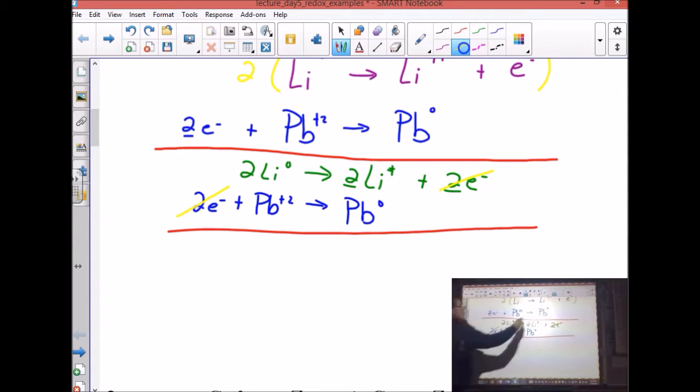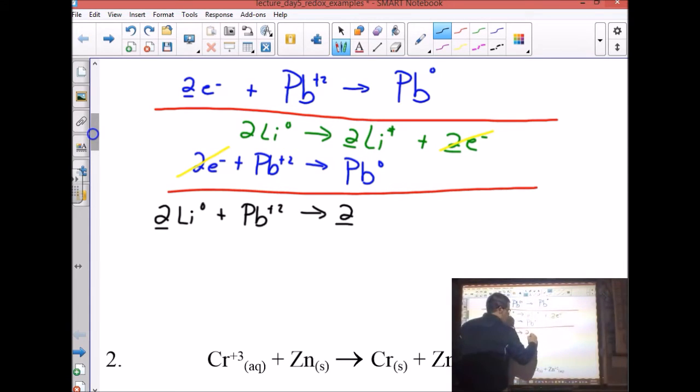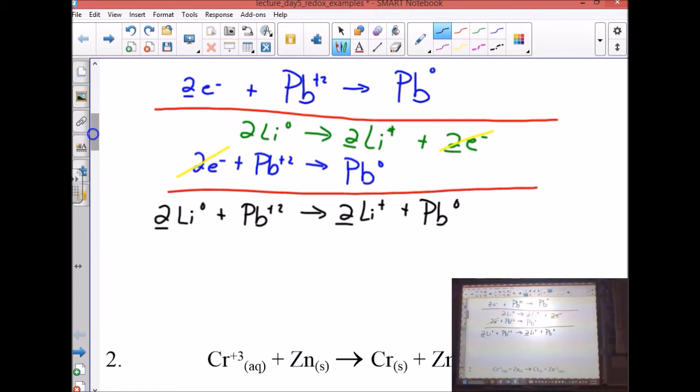So in this case, our final answer will be 2 lithium with no charge. Add that to a lead with a plus 2 charge, 2 lithium with a plus 1 charge, and lead with no charge. When we finish, we have to make sure we have the same number of atoms on both sides, and the charges have to be the same. Not 0, they have to be the same.